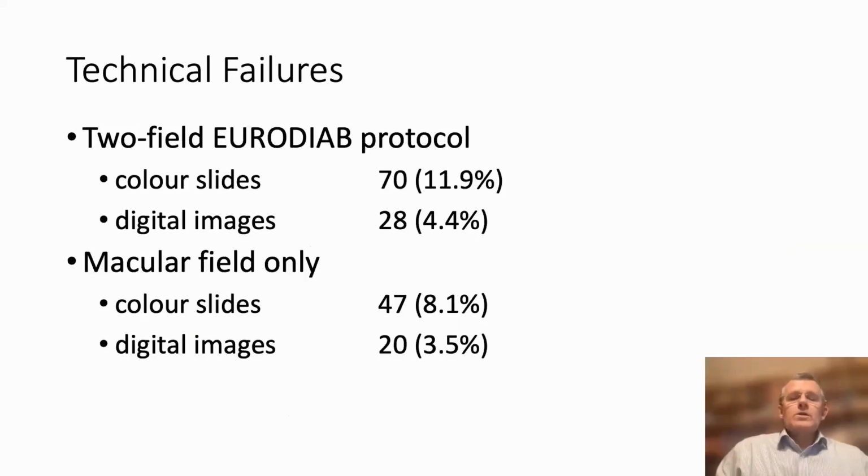One of the most interesting results that came out, and was perhaps entirely predictable, was that the technical failure rate was dramatically reduced by using digital images, whether you used the 2-field protocol or just looked at the macular field alone. And this is because if you took a digital image, you could tell immediately that it was a poor quality image and needed to be repeated, whereas with film you had to wait for it to be developed and to return from the laboratory before you knew whether you had a problem or not.